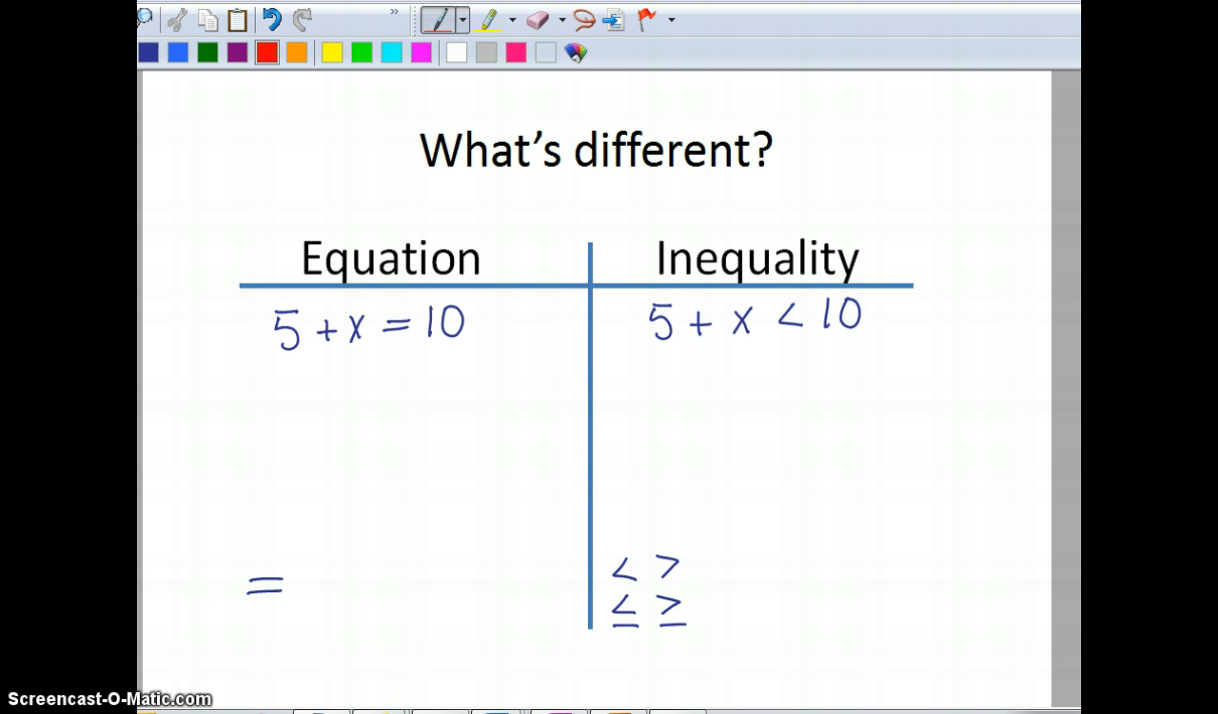Okay, now let's just solve this one. Going to subtract 5 from both sides. So I have x is less than 10 minus 5, which is 5. Let me go over here and solve this one. Subtract 5 from both sides. And over here I have x is equal to 5. Now notice the difference. X equals 5. When I have a linear equation, there is only one solution.